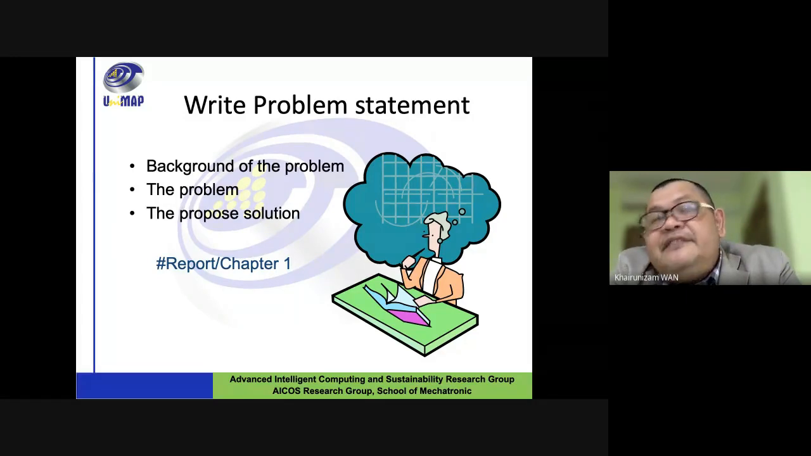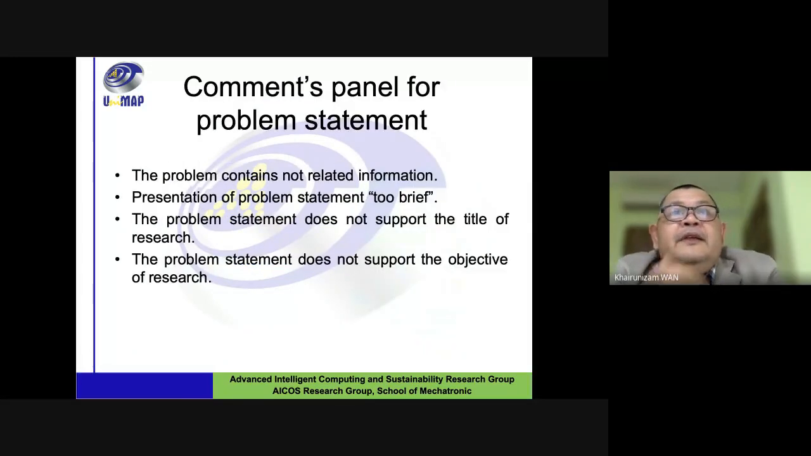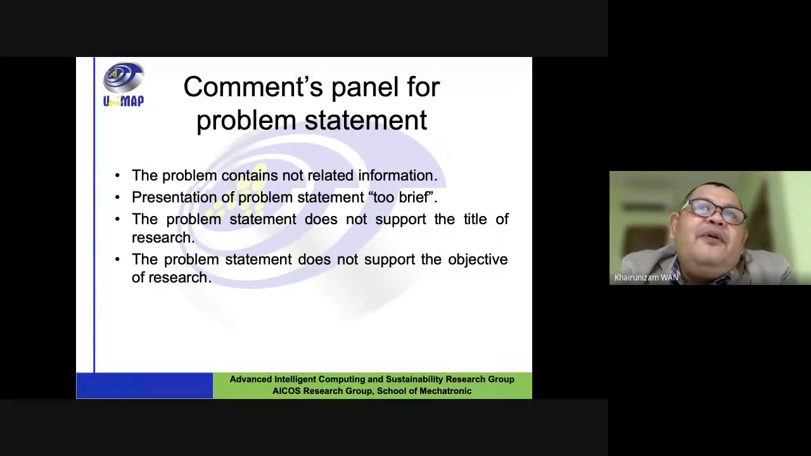It must start with the background of the problem. You write what is the problem, and then you write the proposed solution in general. For each problem, you write it in one paragraph: start with the background of the problem, then what is the problem, then the proposed solution in general. And at our faculty, the problem statement is in chapter 1. So these are the panel comments for the problem statement.